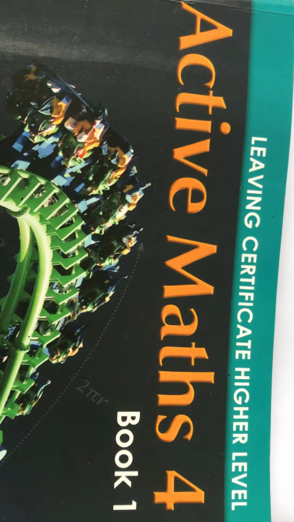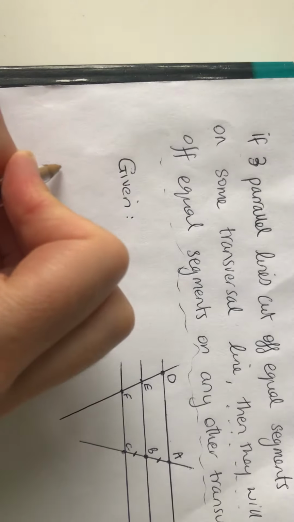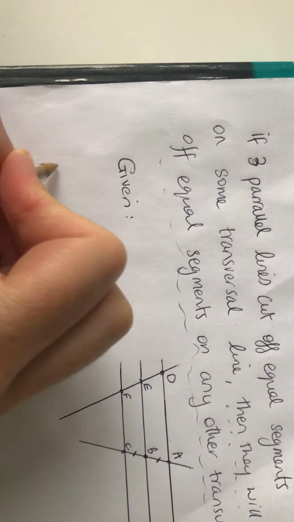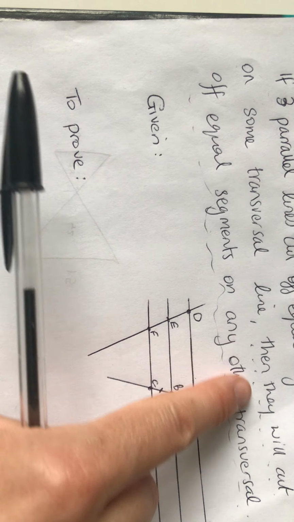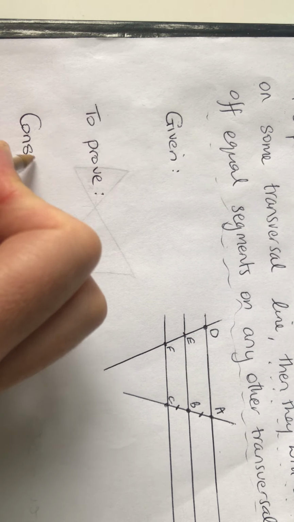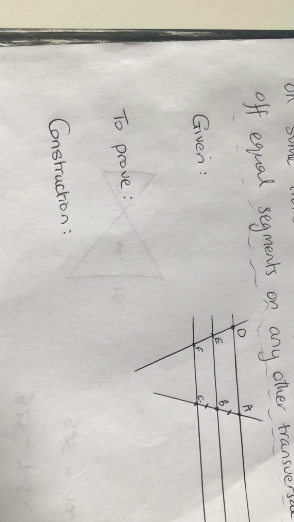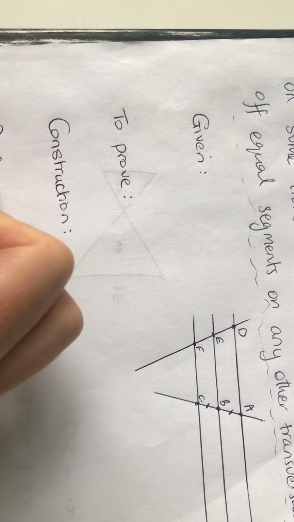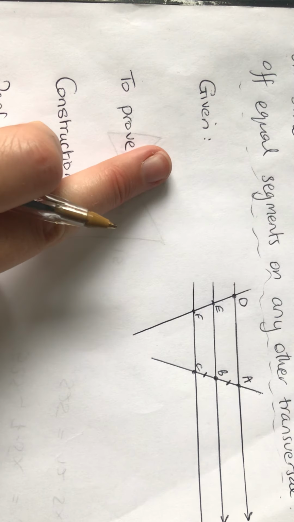Right, so given, to prove. So what were we given? It's all here, but I need to write it mathematically. What are we trying to prove? It's all here, but I need to write it mathematically. Am I going to perform any construction to my current diagram? And then I'll do my proof. Hopefully that's clear.